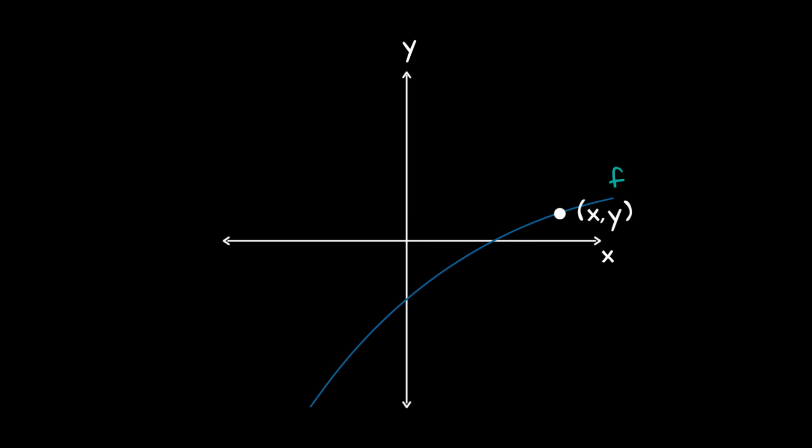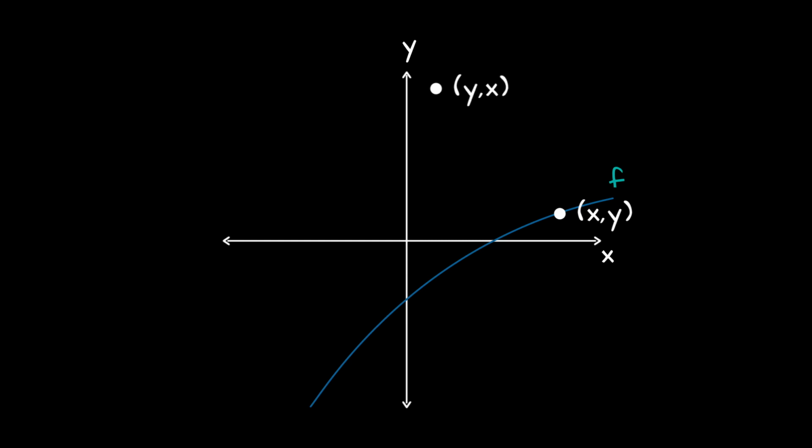In other words, the point with coordinates y, x will have to be a point on the graph of the inverse function. So the graph of f inverse will be obtained by taking all of the points on the graph of f and reversing their coordinates. Now let's think a little bit. Where in the coordinate plane will the point with coordinates y, x be? Well, it's going to be over here.